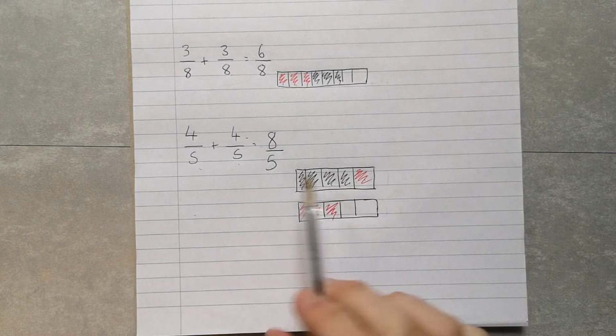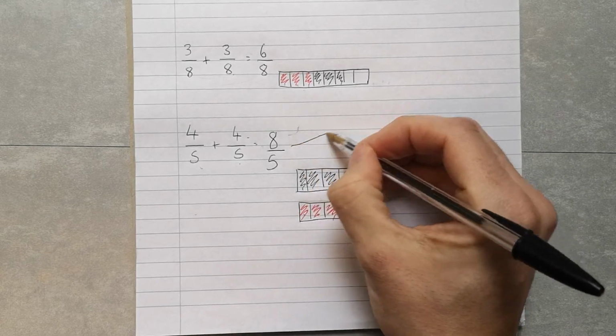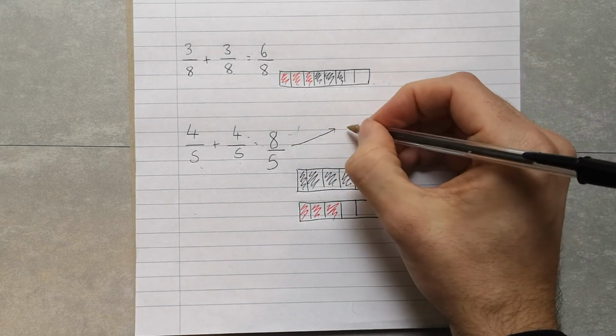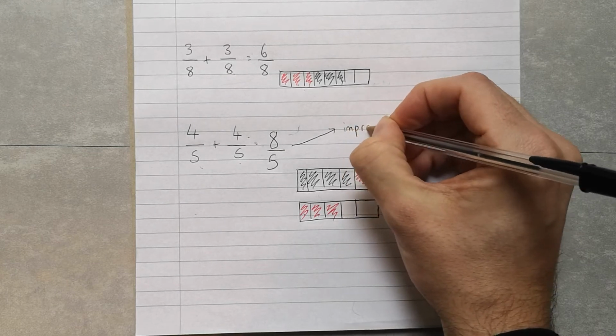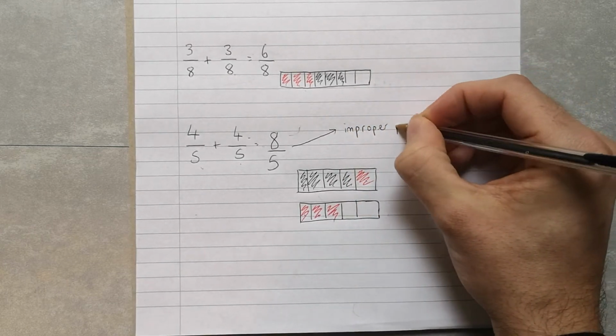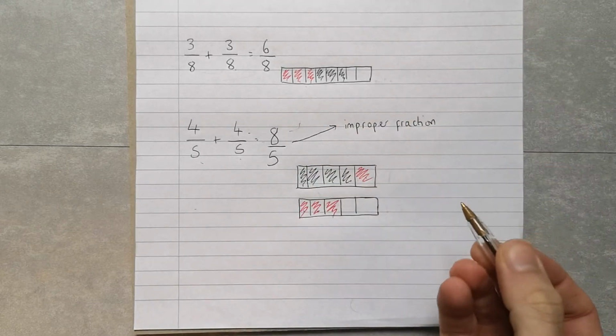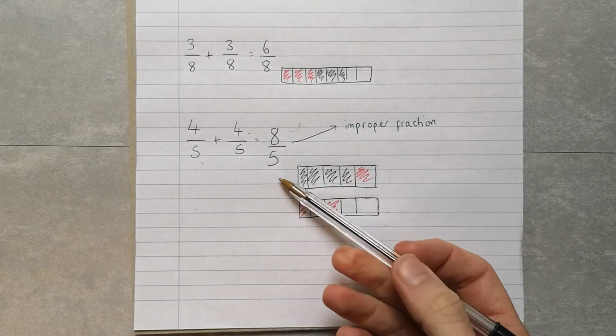Now this one's a bit different. You can probably tell already, it goes over a whole. So it's what's called an improper fraction, because it's over one whole. It's over 5 over 5. It's 8 fifths, which means it's over the one whole.